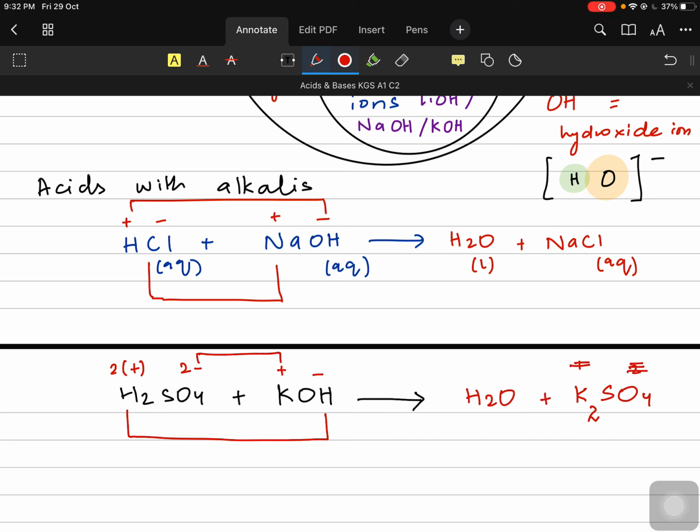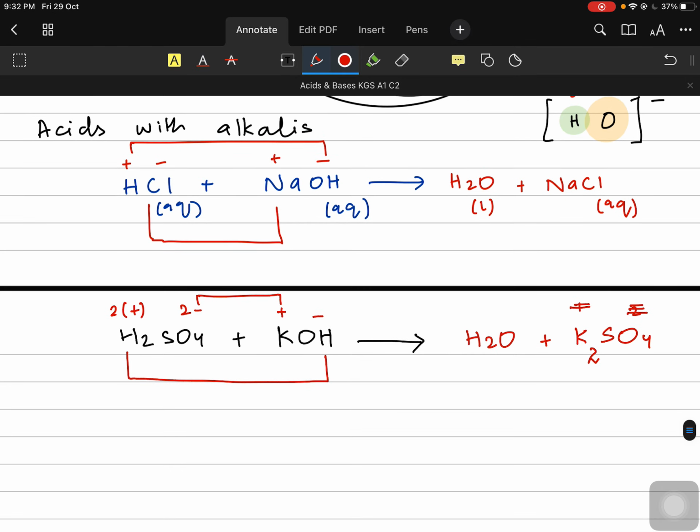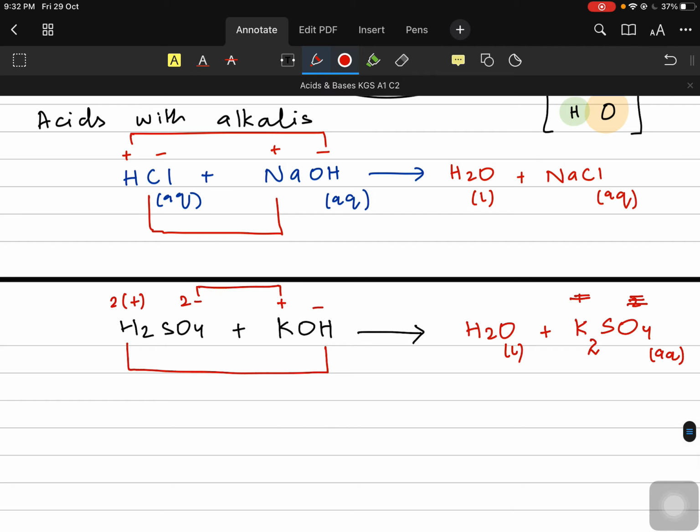I cancel the rough work. Once I'm done with the formula, I might want to cancel the rough work. So this is the product. We get potassium sulfate as an aqueous salt, and we get obviously water as a liquid product.